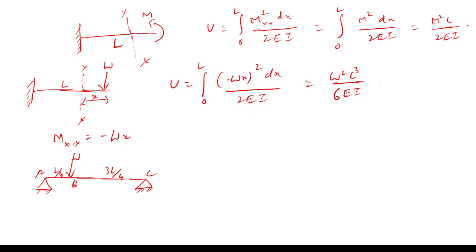First of all, find reaction, find equation for M, then evaluate U. Find reaction at A and C, then moment equation at any cross section at any distance X, then U, and then you can find out the strain energy. But for this, first let's find out the reactions. Okay, so what is the reaction at support A? 3W by 4 and W by 4. Yeah, 3W by 4 in the upward direction, and here it is W by 4.